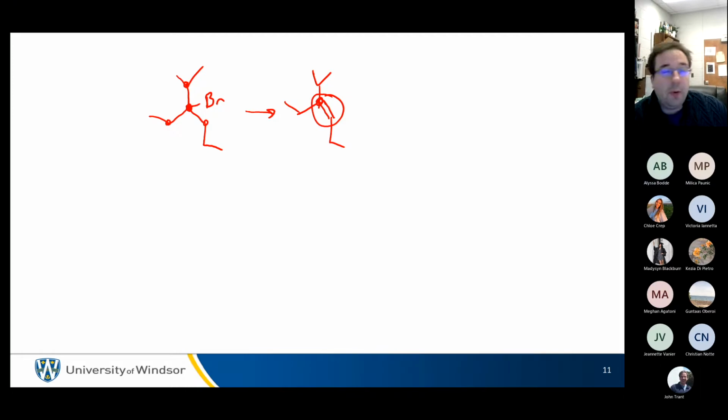An E2 can live with a primary leaving group. It doesn't care, because all the E2 is interested in is these hydrogens, right? It wants to be able to make them anti-periplanar to the bromine. It doesn't care if the bromine is primary, tertiary, or secondary that much. SN2s care a lot about that because they need to attack the carbon itself. But in an elimination, you're attacking hydrogens on the carbon adjacent to the carbon itself. Okay. I think that is all I needed. Thank you.